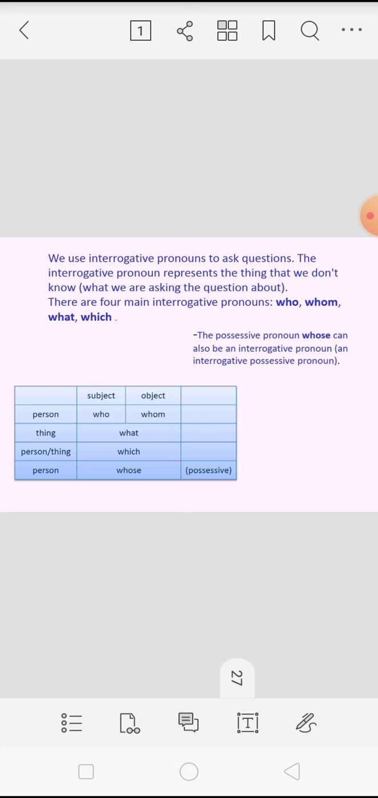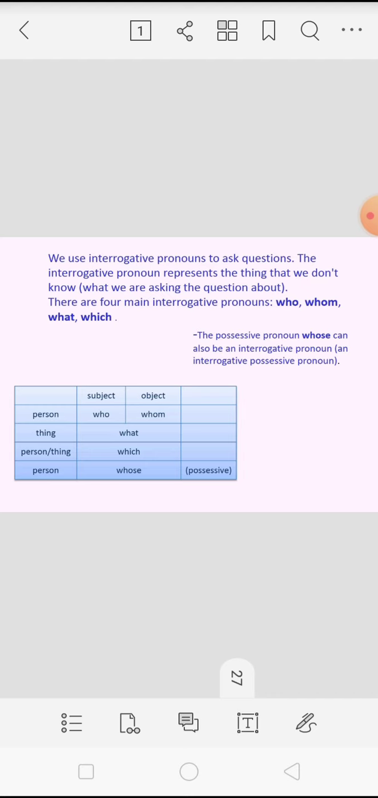Interrogative pronoun. We use interrogative pronouns to ask questions. The interrogative pronoun represents the things that we don't know, what we are asking the question about. There are 4 main interrogative pronouns that you must remember: who, whom, what, and which. These words you have probably used in questions. The possessive pronoun whose can also be an interrogative pronoun, an interrogative possessive pronoun.